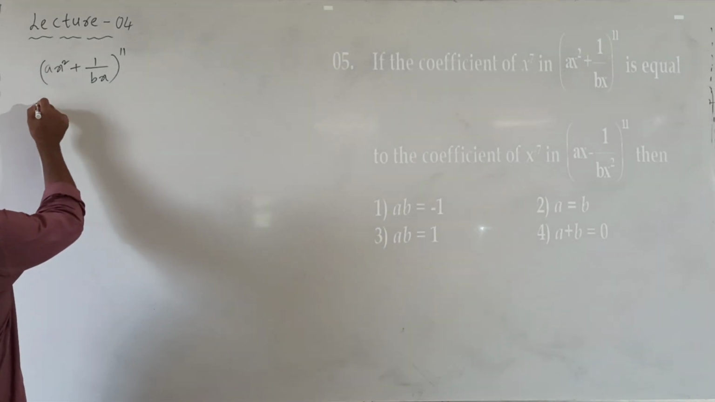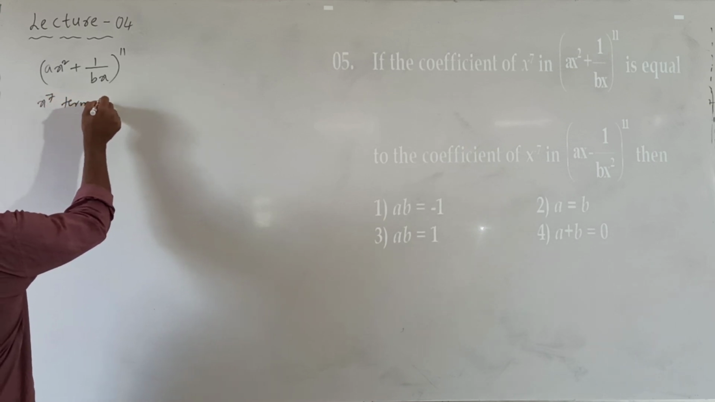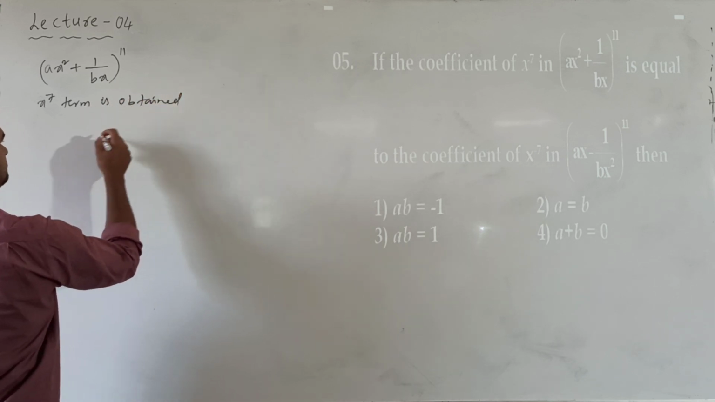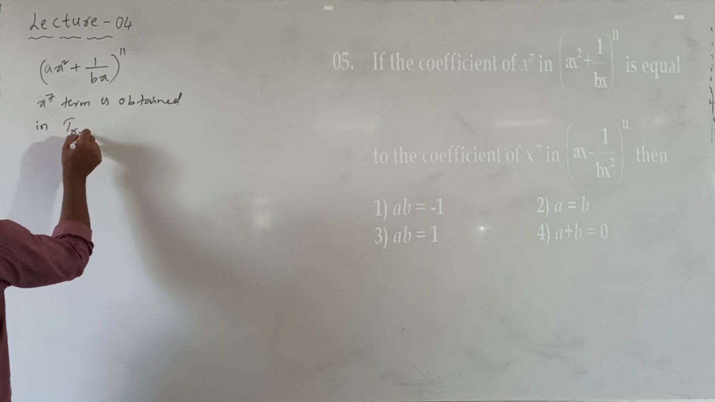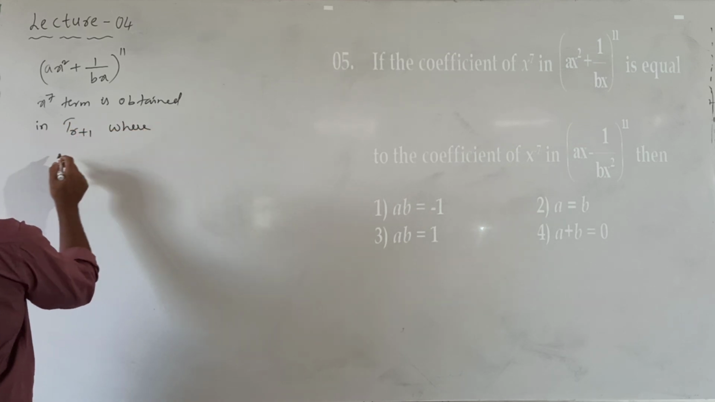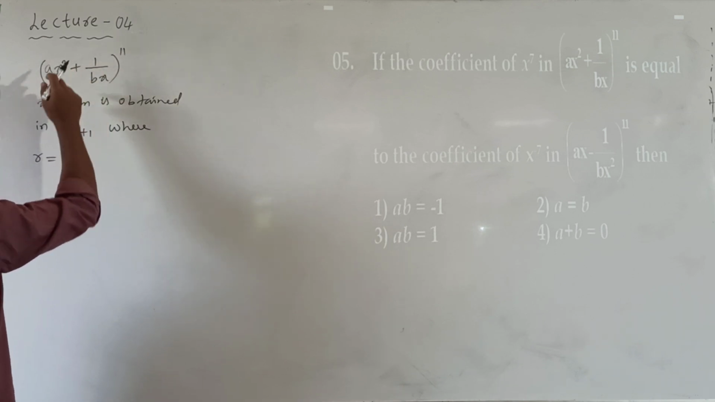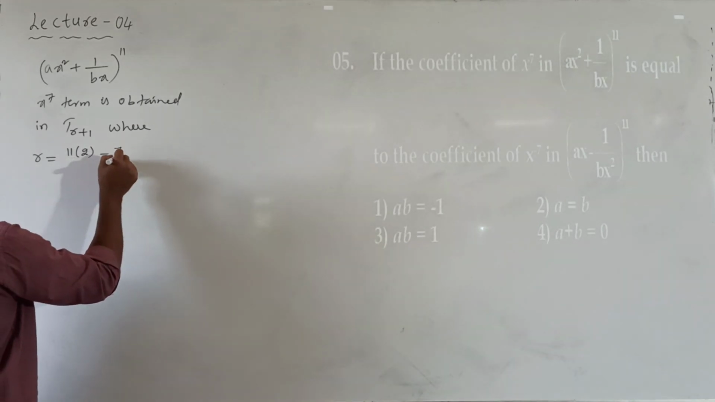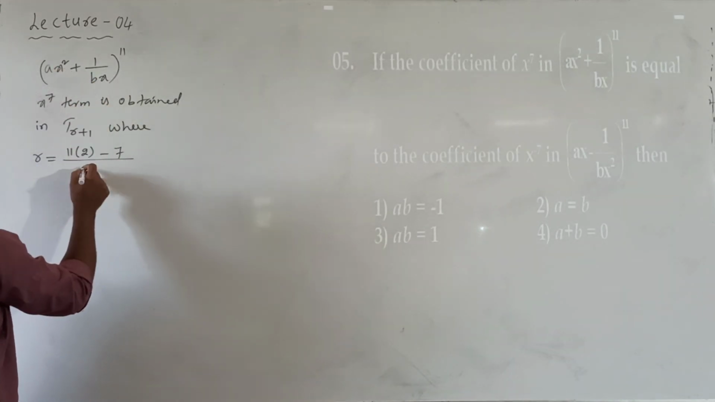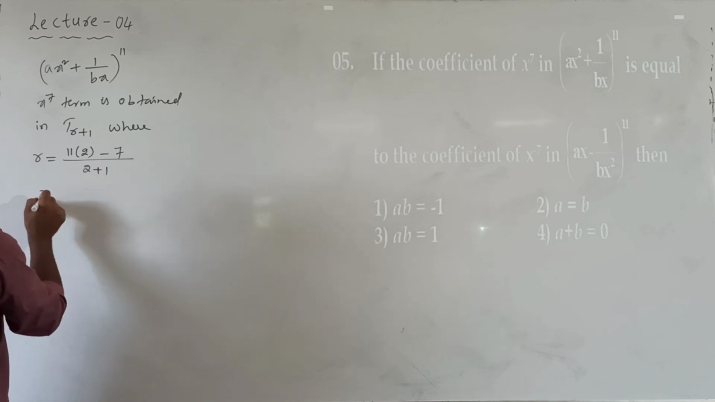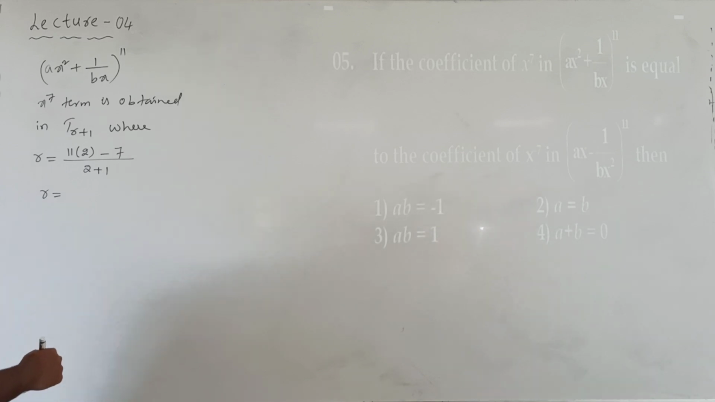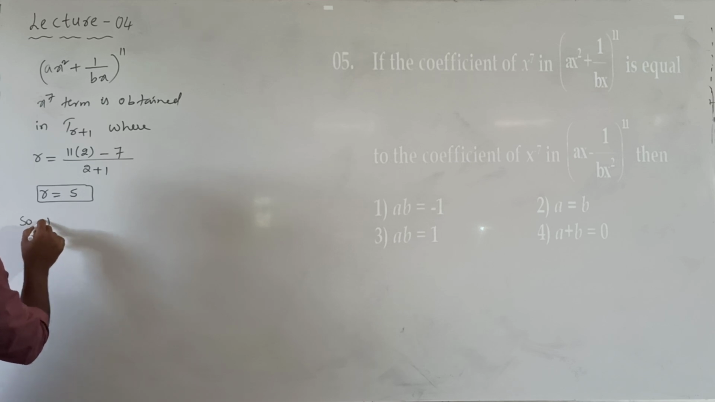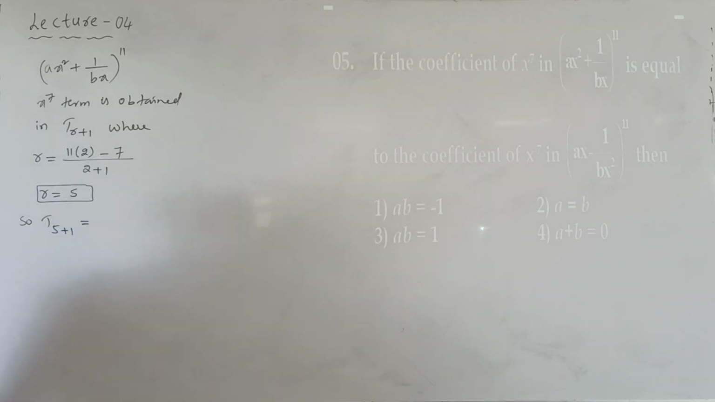So the x power 7 term is obtained in t r plus 1, where r is n p minus m divided by p plus q, that is (11 into 2 minus 7) divided by 2 plus 1. So the r value is (22 minus 7), 15 by 3, it is 5. So here r is 5, and the required term is t 5 plus 1.